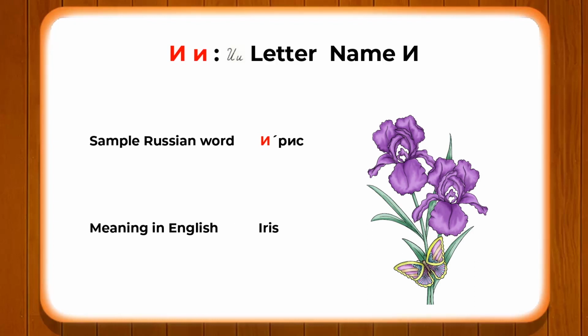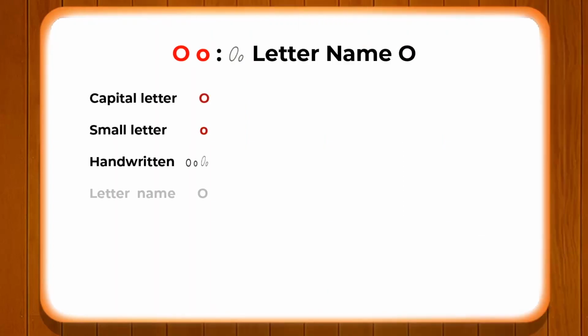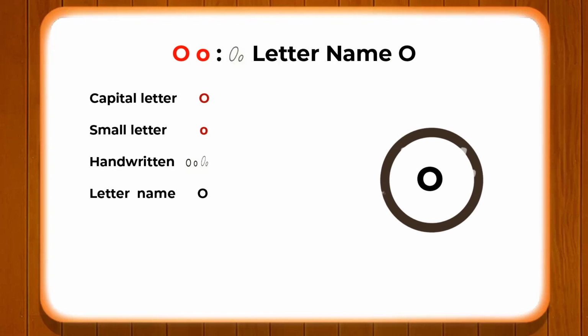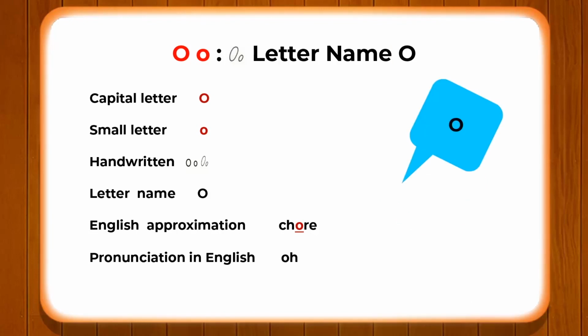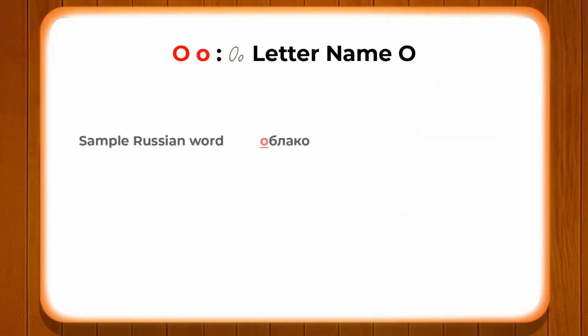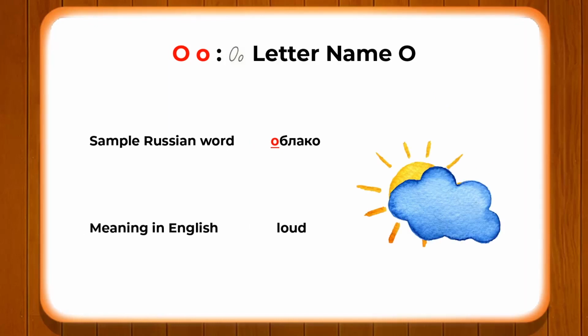Alright, now let's go to the next letter. The letter is O. And with the help of an English approximation, we can pronounce the letter O as in chore. A sample Russian word which we have so that we can master the sound of letter O is oblaka, which means cloud.